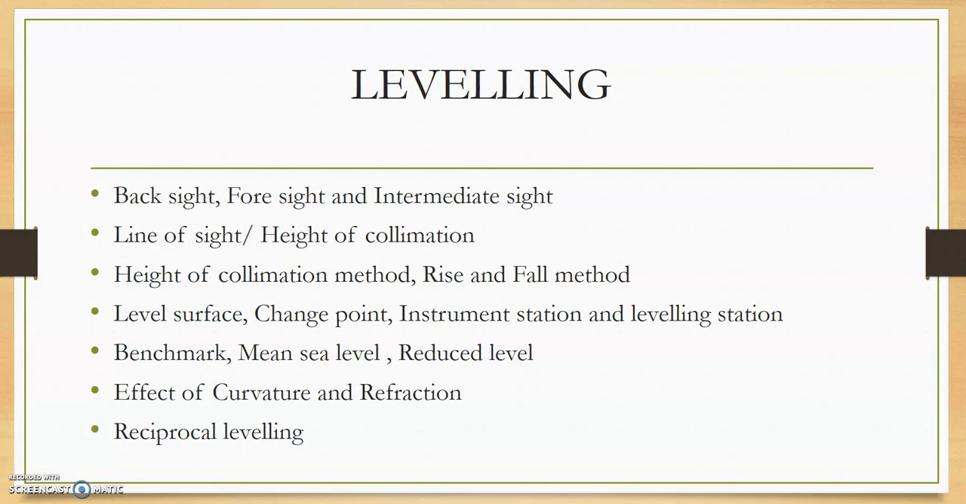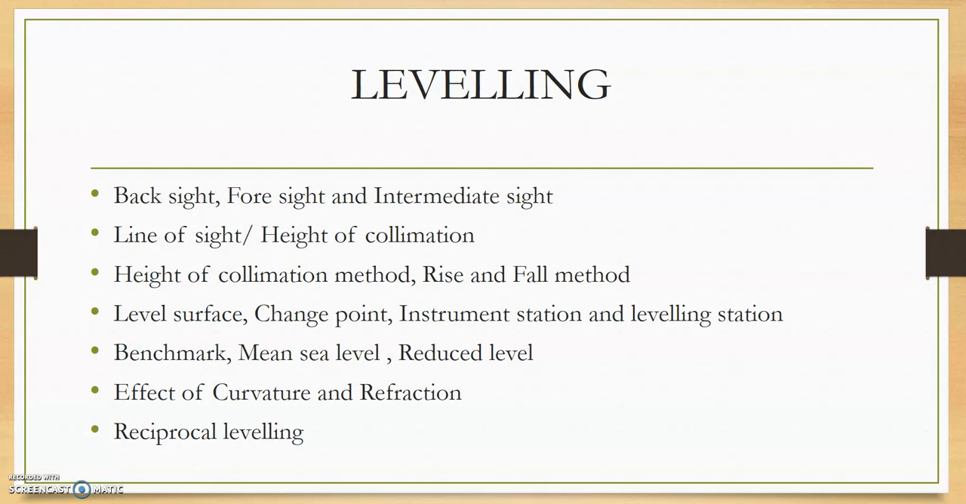Already we discussed the introduction of survey and campus survey. Next, we have to move to the leveling chapter. The definition for leveling is: determination of relative points on the vertical plane is known as leveling. The determination of relative position, with respect to a reference point or reference datum, on the vertical plane is known as leveling.